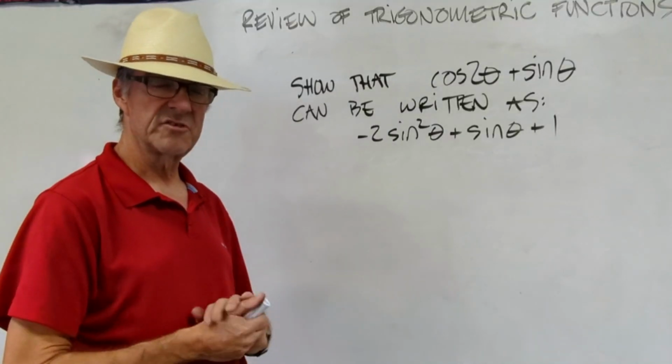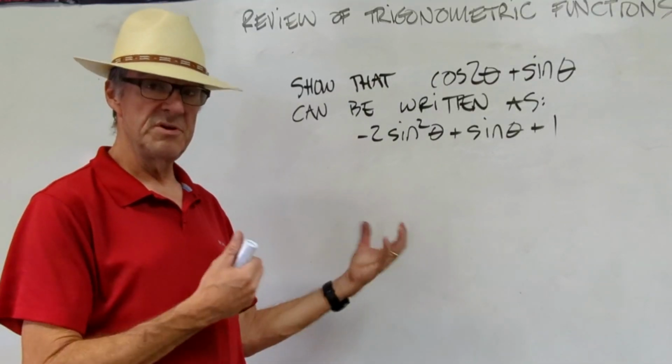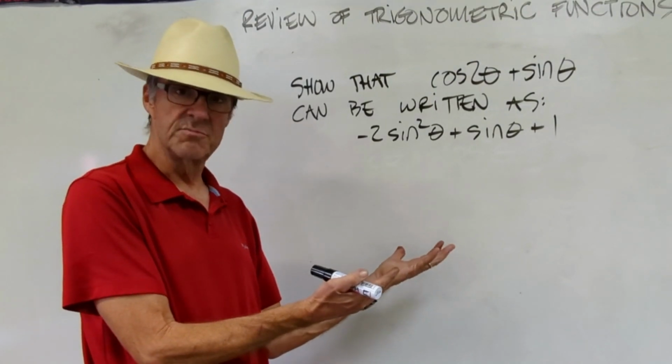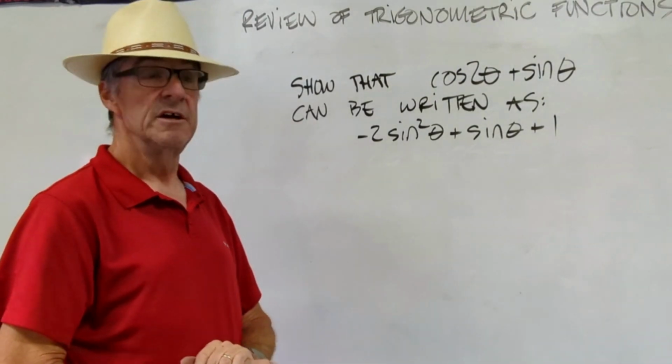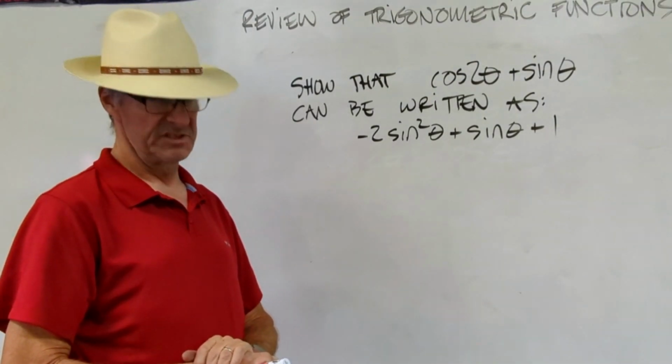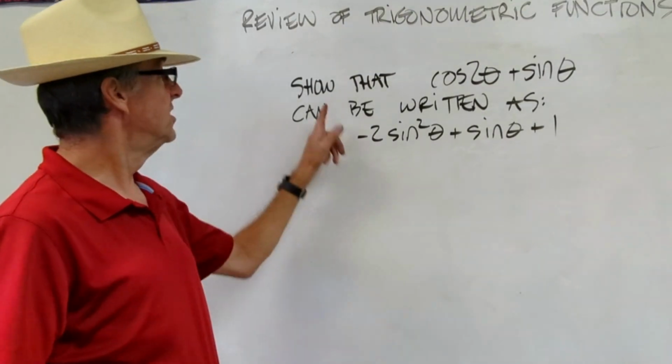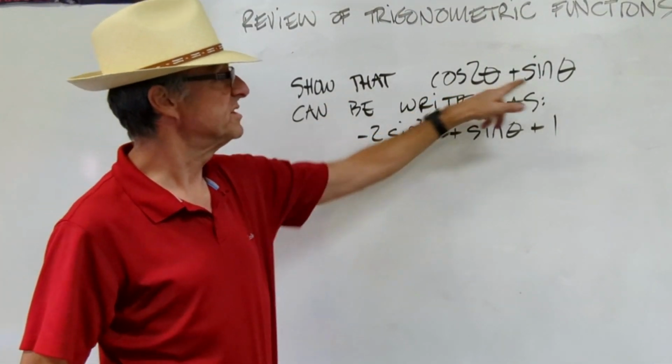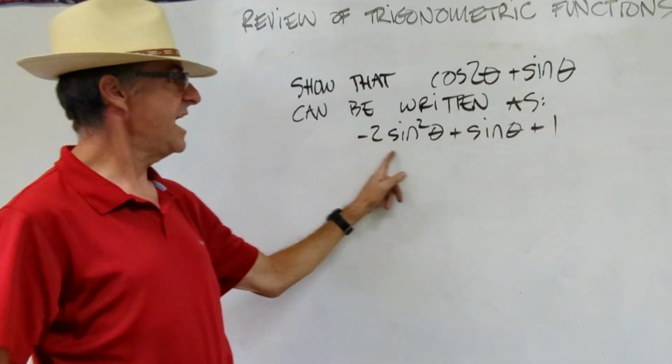All right, let's take a pause for a minute and do a quick little problem that builds on what we were doing in the last two boards and has you do a tricky trigonometric factoring step. Okay, so here's the prompt. Show that cosine 2 theta plus sine theta can be written as this.